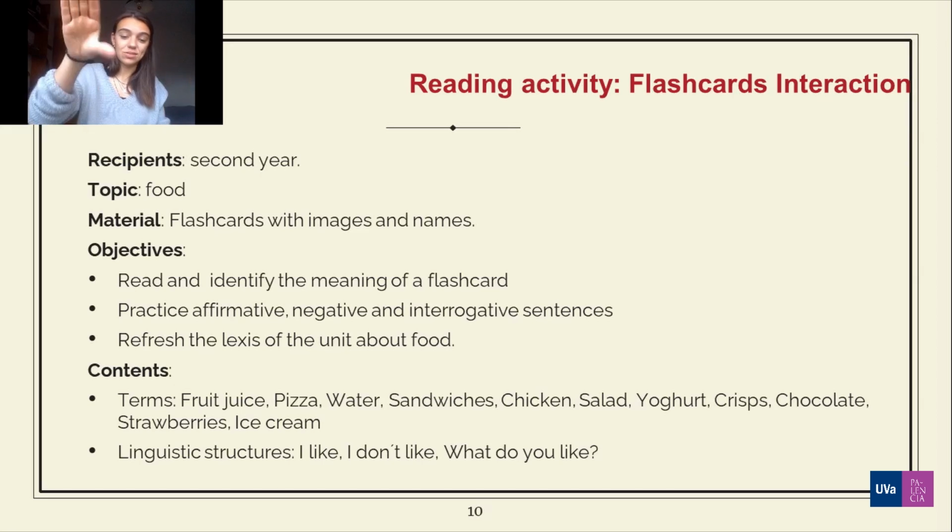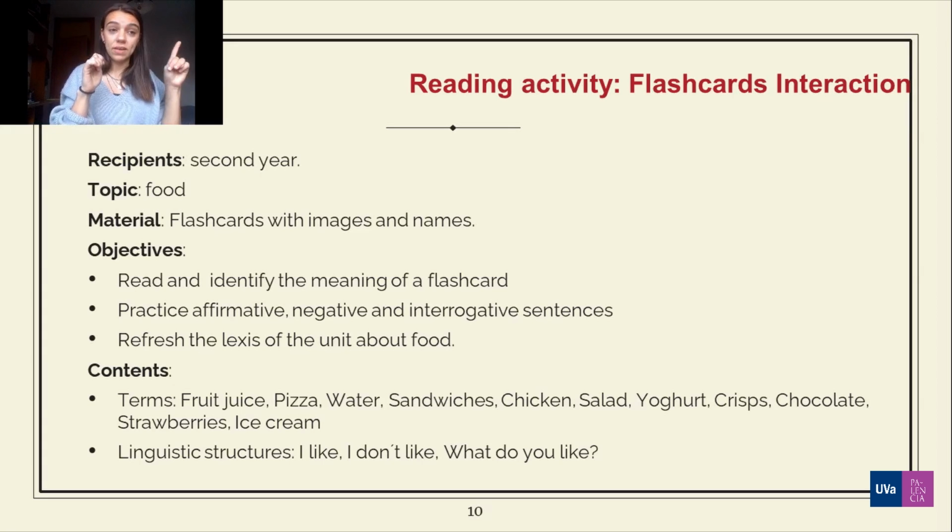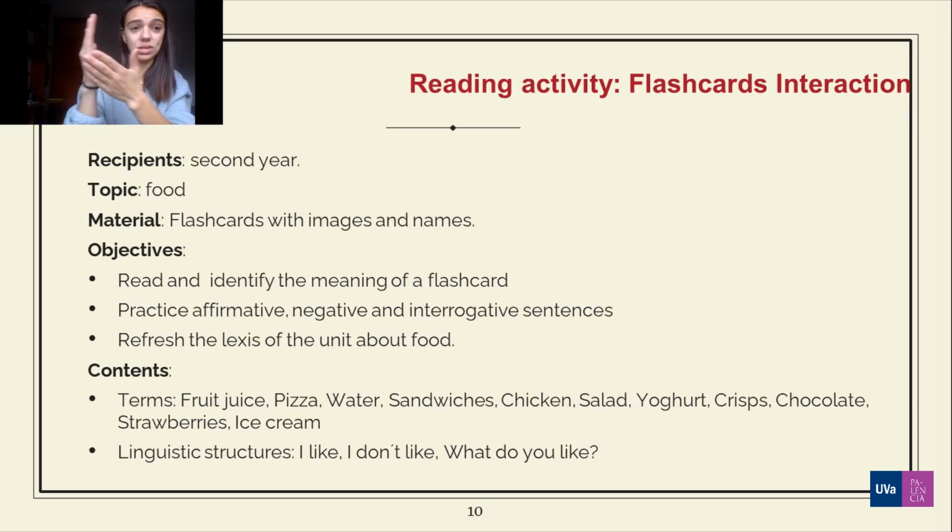The next child has to take a flashcard, read it, and do 3 things. First, do a negative sentence with information of the previous child. I don't like bananas. Add the affirmative one. I like strawberries. And ask again the next child, what do you like? And this way, they all do the same pattern.